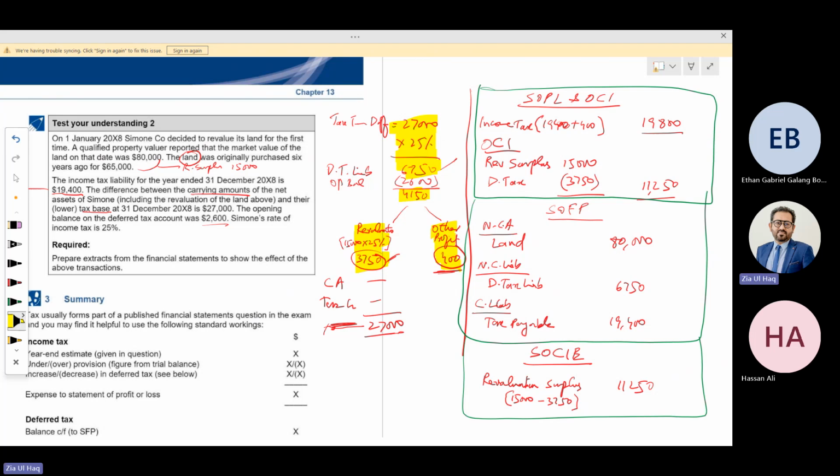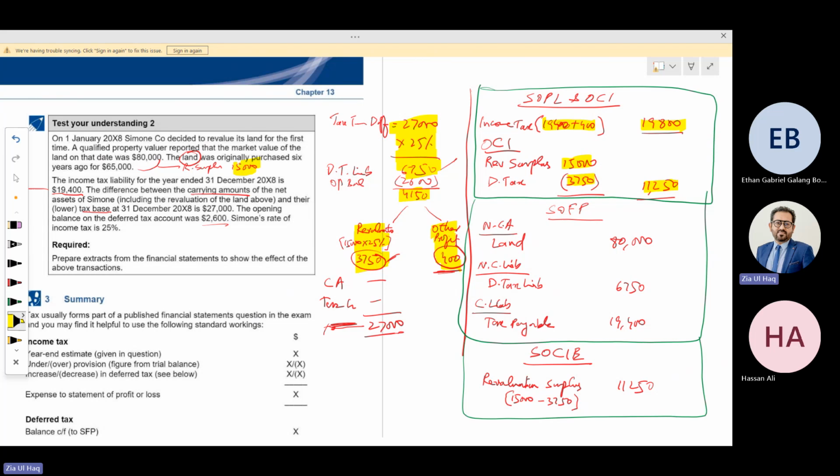So now calculate the profit and loss tax expense amount. How? The current year tax liability given in the question is 19,400. Add or less under or over provision, nothing there. Deferred tax liability is a positive figure, so we will add. If it is negative, we will deduct. As it is positive, we have added and calculated the P&L figure for income tax. Where will this revaluation deferred tax liability go? It will be adjusted in revaluation surplus. What is the total revaluation surplus? 15,000. In that we adjusted deferred tax liability. So that will come under other comprehensive income, revaluation surplus.